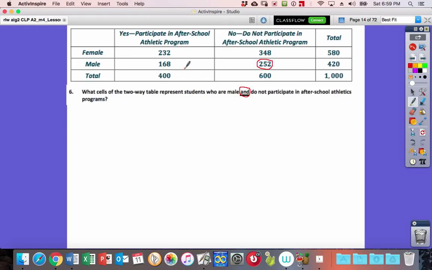If I picked do not participate down here, that wouldn't work because I have females and males. This is the only cell that would work for an and statement, because when you have an and statement, both of them have to be true. It's got to be cell 5.